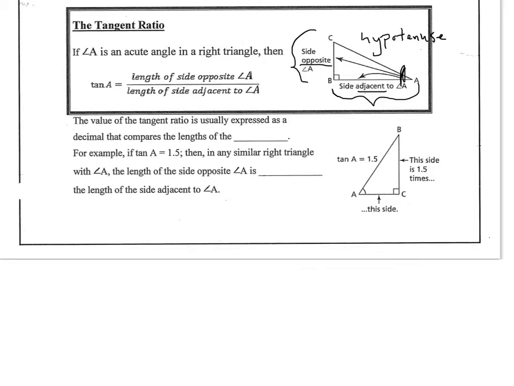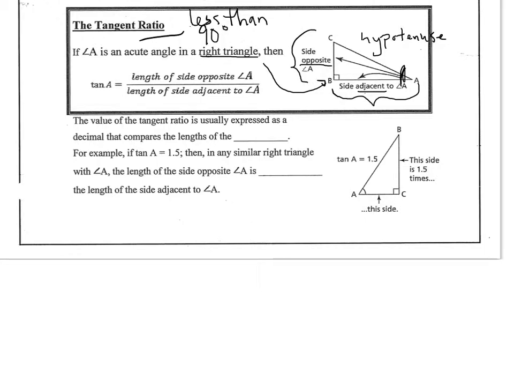If angle A is an acute angle, which means it is less than 90 degrees, in a right triangle, which means it has to have this 90 degrees in the corner right here, then the tangent of angle A is the ratio of the length of the side opposite angle A, in our case CB, to the length of the side adjacent to angle A, which in our case is BA.